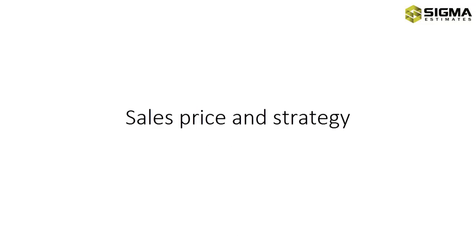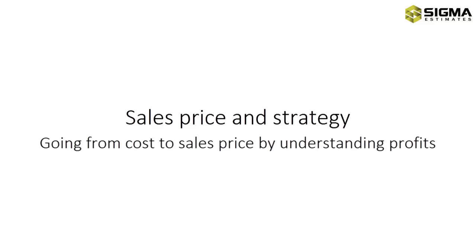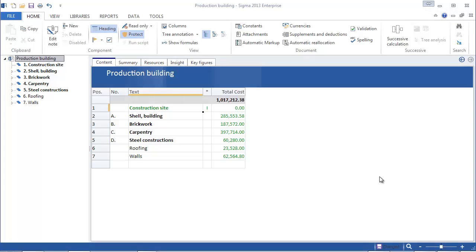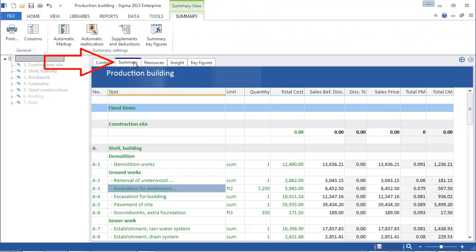So far we've looked at how to create a structure and how to add content to our estimate. We entered in items manually, reused them from previous projects, and also used libraries to store and retrieve information. If you're working with both cost and sales prices, so far you only have the cost. If you want your job to be profitable, it's time to set the sales price. So far we've only worked with the contents page in Sigma. Now to work with the cost and sales prices, let's switch to the summary page.